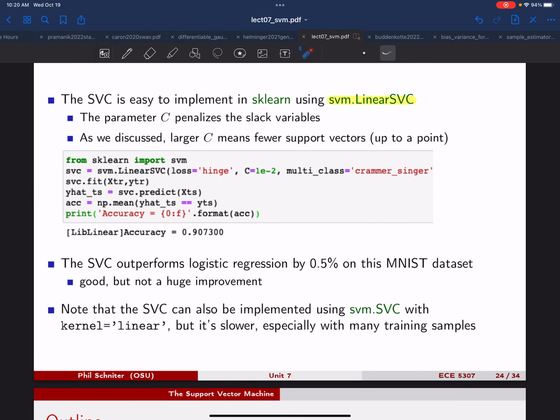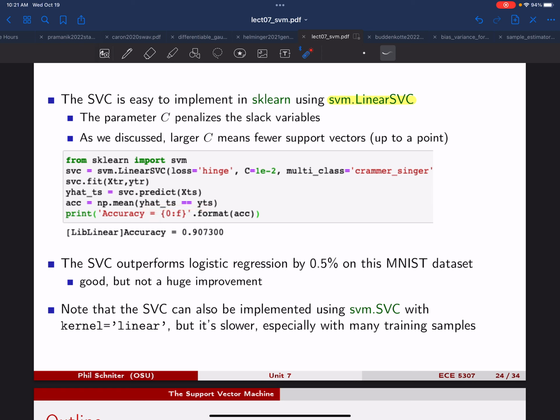Okay, so then once that's instantiated, then we can fit the parameters to the training data. Then we can do the prediction on the test features to generate our predictions of the test labels. Then we can look at the mean of this basically binary vector here, which tells us how often they agreed. That gives us the accuracy.